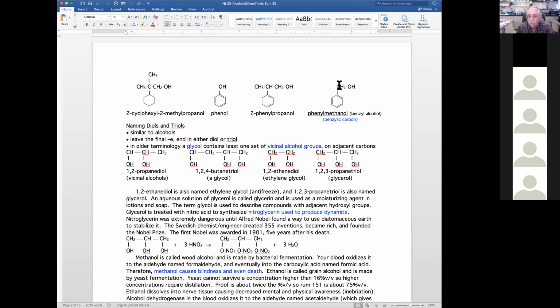Okay, so we talked before about this being ortho, meta, and para. But this one right here is called benzyl. So we could call it phenyl methanol, but the common name is benzyl alcohol, because the alcohol group is up on the benzyl carbon.